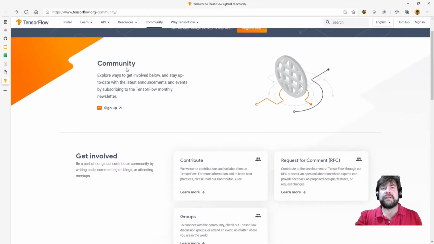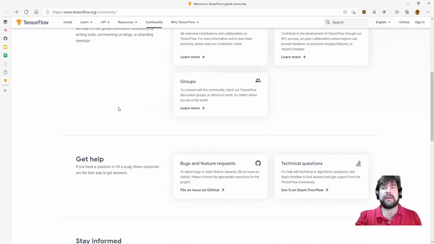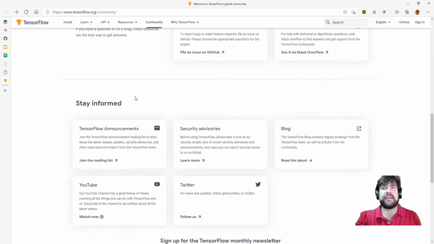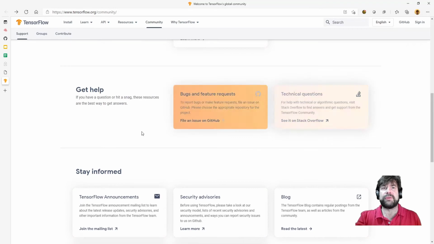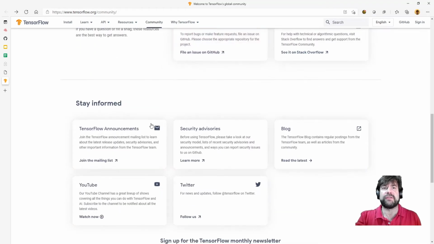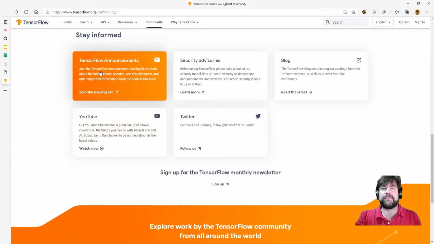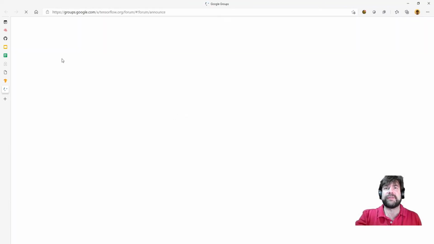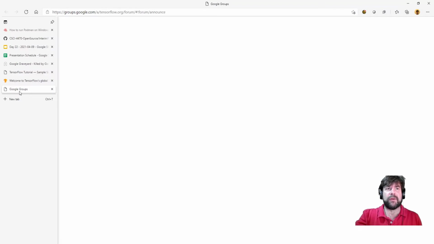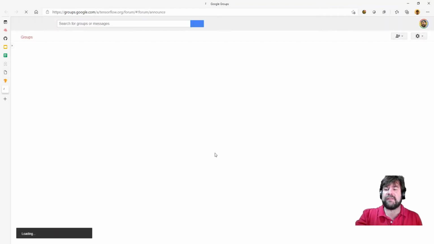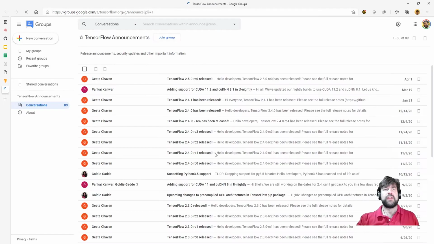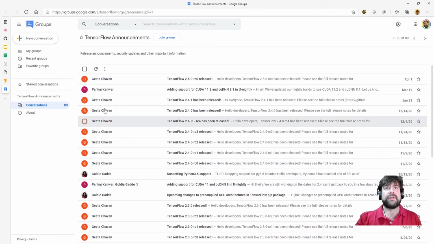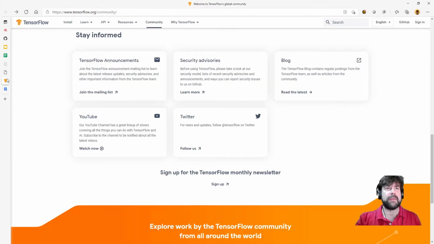They have extensive community pages, contribution guidelines, help, technical questions, bug and features. They have mailing lists for bugs or for keeping up. So they basically have pretty much any way you want to interact with Google, you can actually do it. And here you can see the mailing list for TensorFlow announcements, mainly announcing that new versions have come out.